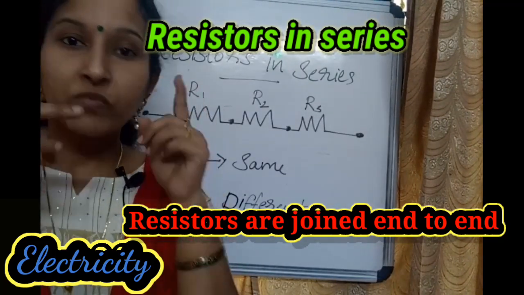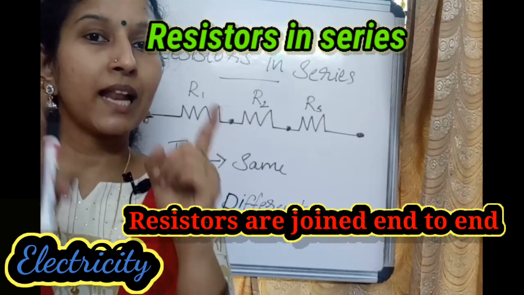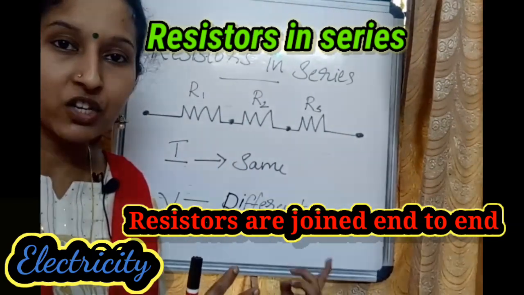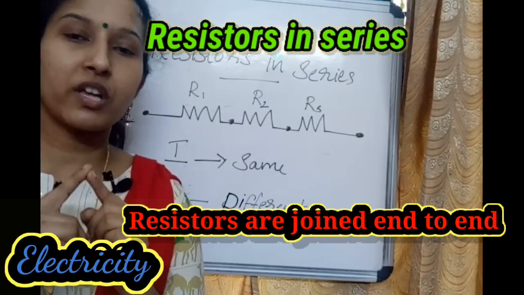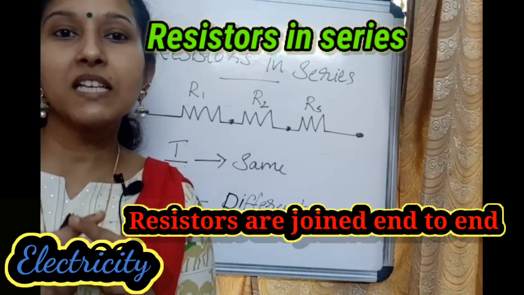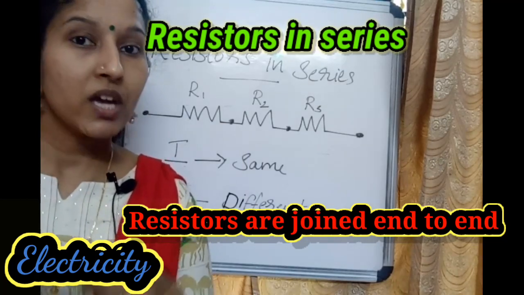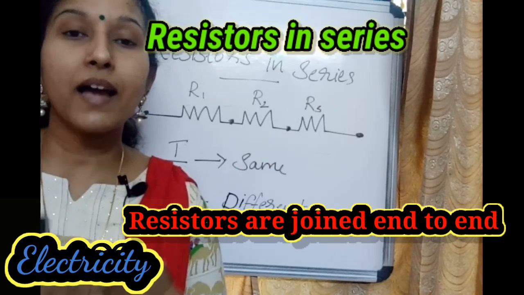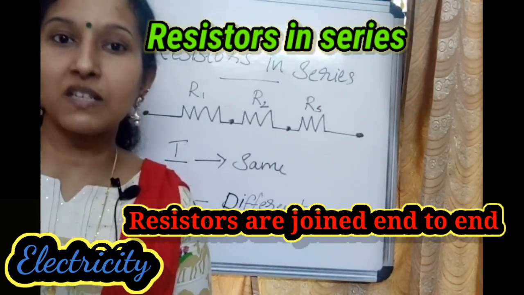Keep it in your mind. These two points will help you to derive the equations for the series connection. I is same and potential difference is different, and series arrangement is the arrangement in which resistors are connected end to end.